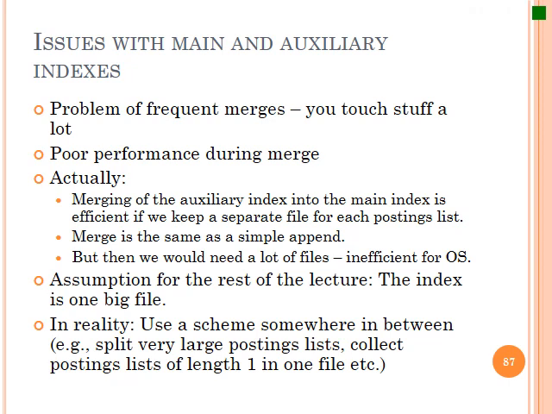So the assumption for the rest of this lecture is that the index is one big file rather than many small files. In reality, you could use a scheme somewhere in between. That is, whenever you have a posting list that is too big, you split it. And then you can collect those posting lists that are small into one file. So that will be a scheme striking a middle ground.